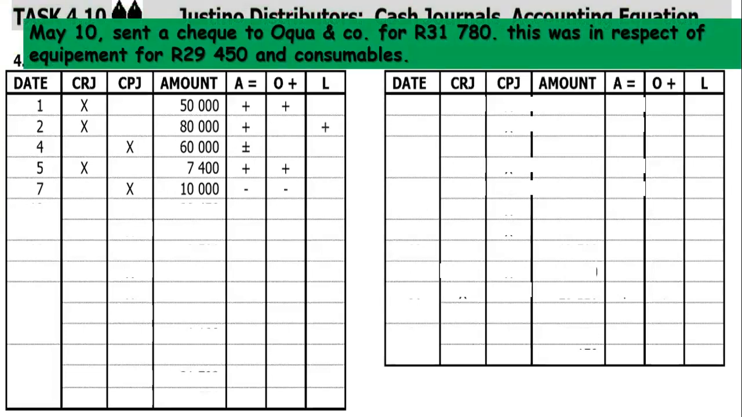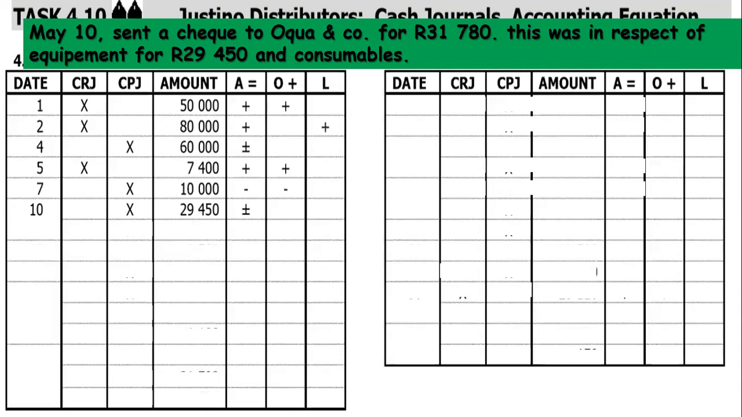And then on May 10, sent a check to Aqua and Company for 31,780 rand, in respect of equipment for 29,000 and consumables. The first transaction we are going to record is that from Aqua. It's a CPJ, so we are buying equipment. Again, it's just a plus or minus on the assets. We subtract money from the bank and we gain equipment worth the same amount. It does not have an effect on the net worth.